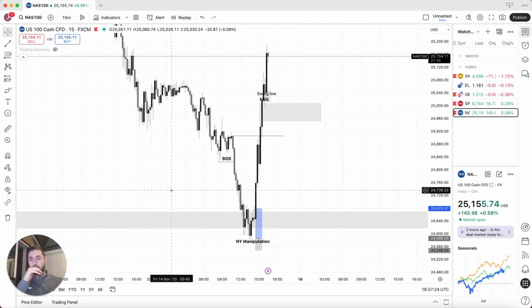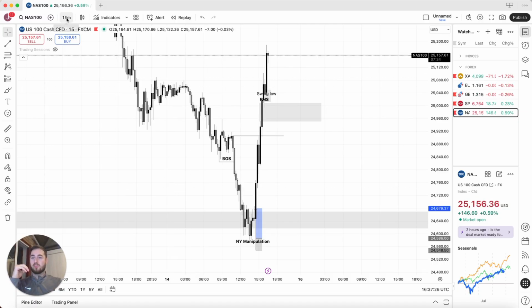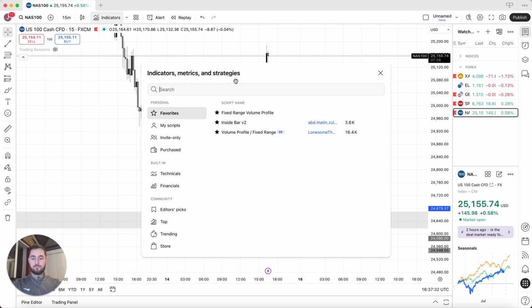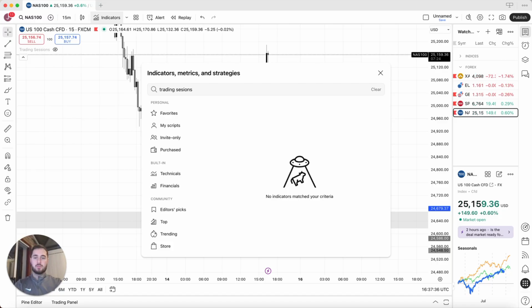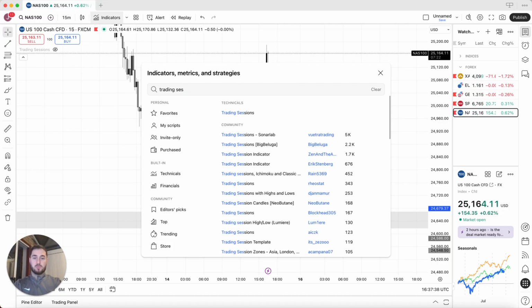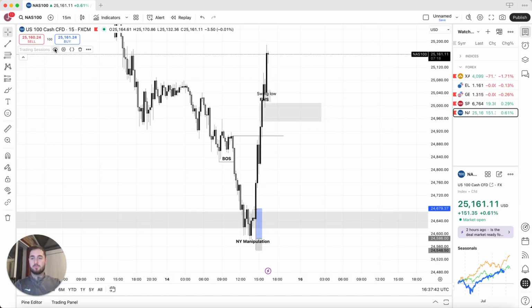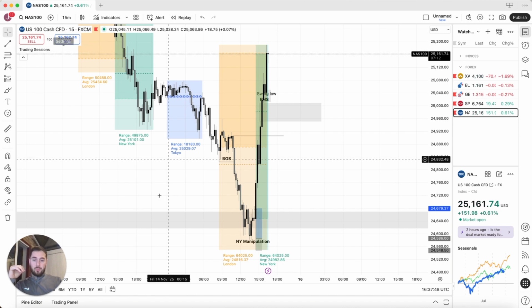If you jump over here, we're on the 15-minute time frame. If you want this indicator, trading sessions, just go to indicator and type in trading sessions. When it pops up, there you go, trading sessions just there. I keep that here so I can navigate when New York opens. So open up the tool.